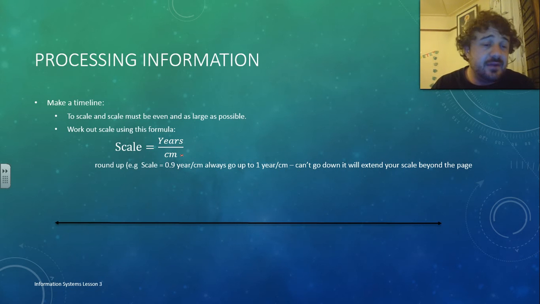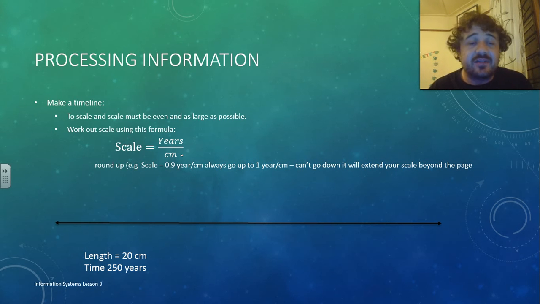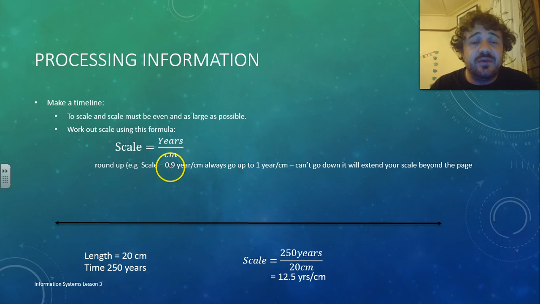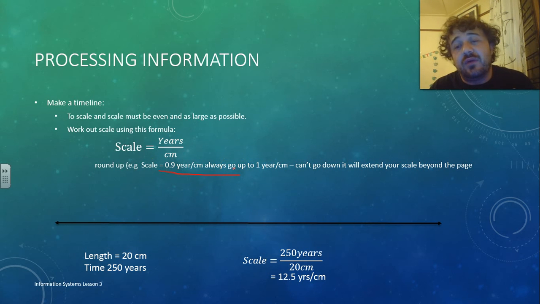So here's your line, and it turns out you've got a 20 centimeters length and 250 years to cover. So if you go 250 years divided by 20, that gives you 12.5 centimeters. Now that's a bit awkward, so that's where we come to up here where we say round up. If it's a slightly awkward number, round up to the next number that makes sense. And if you round down, then it all falls to hell because your scale extends off the page, and that's not what you want. So round up, and you'll see what I'm saying.